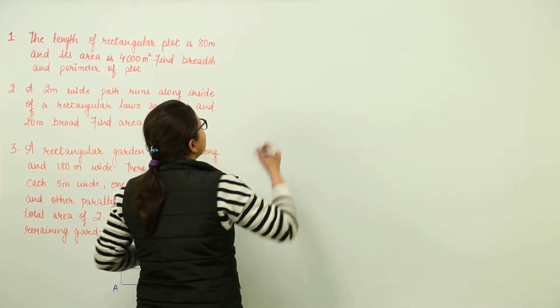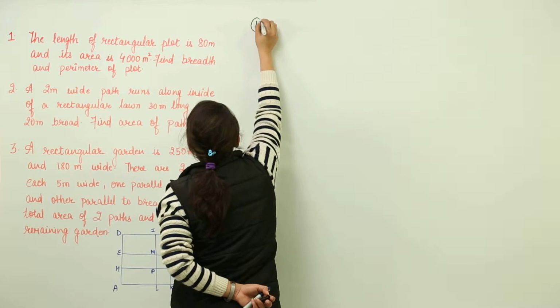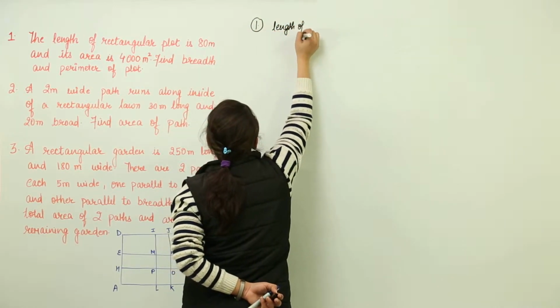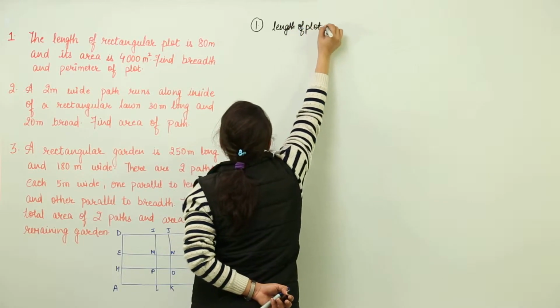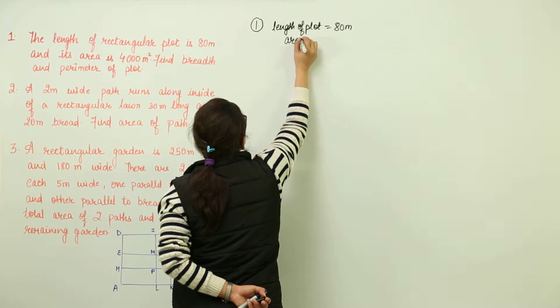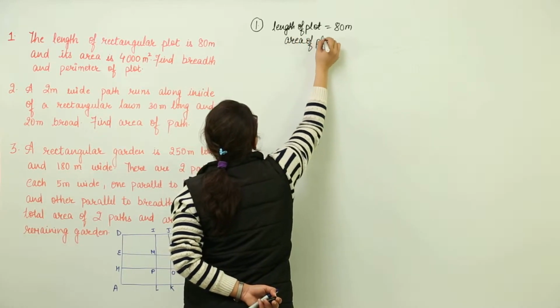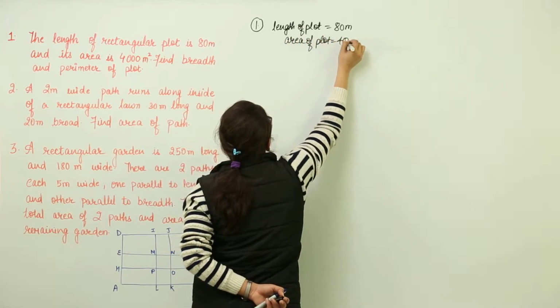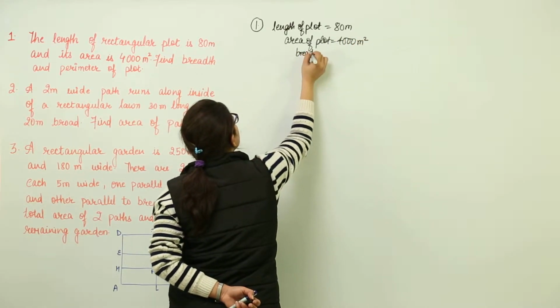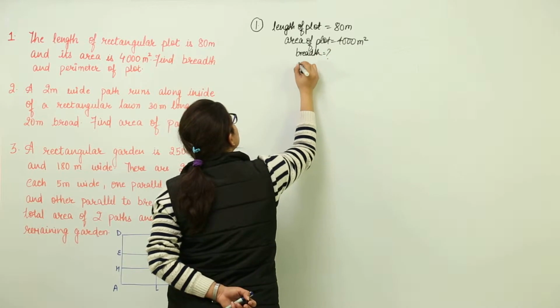First of all, whatever data has been given, write it down. That is the length of plot. So we write the length of plot given to us as 80 meters. Next we are going to write the area of plot, which has been given to us as 4000 meters square, and we have to find out the breadth for this plot as well as the perimeter.